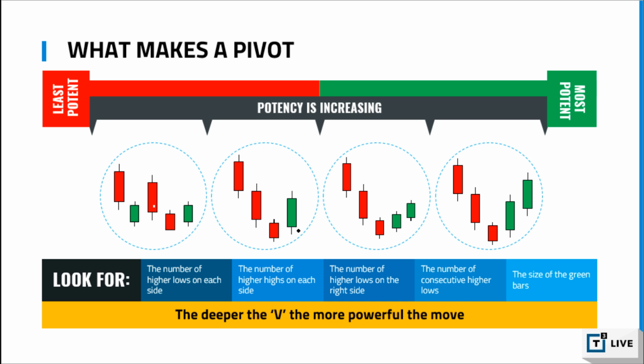Well, what if this red candle closed, and the high of it was here and the low was here? You would technically still have a pivot because you'd have a higher low, but you'd also have a lower high. So we like to have as many as possible higher lows on either side, and we like to have higher highs on each side. Okay? Now, the number of higher lows on the right side.